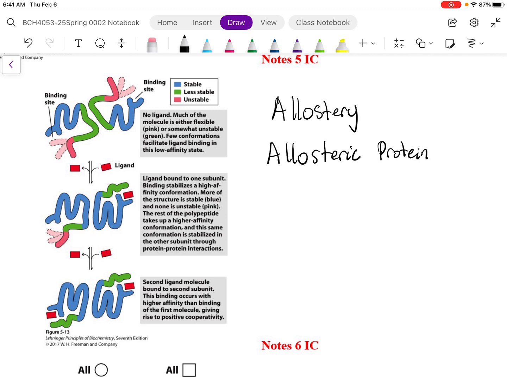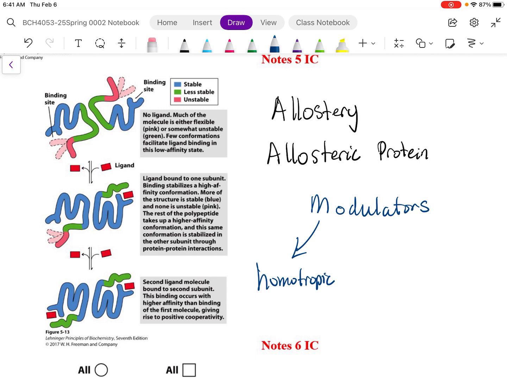So now we have modulators, so let's write that word down. Now we can have different types of modulators, in which a modulator can be homotropic. Homotropic means the same. For example, hemoglobin binds oxygen, and then that promotes the binding of another oxygen. So homotropic means that the ligand that's binding is also a modulator.